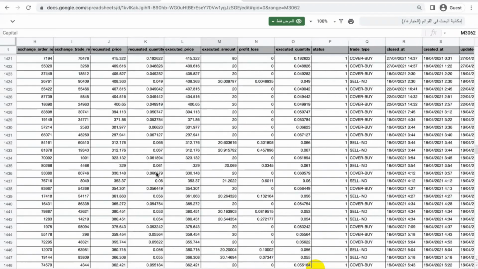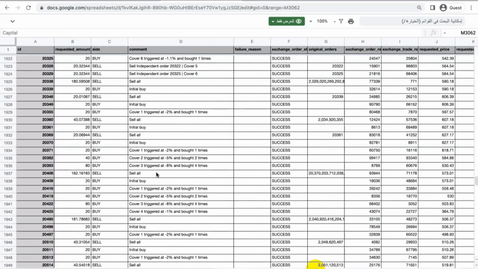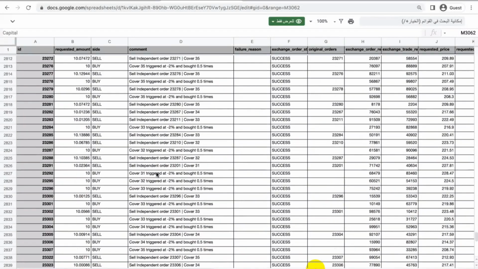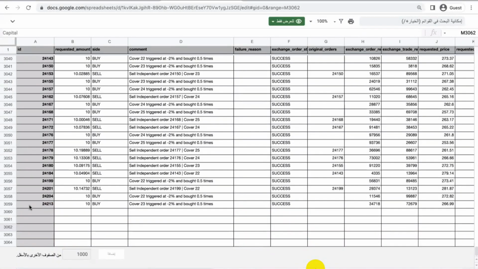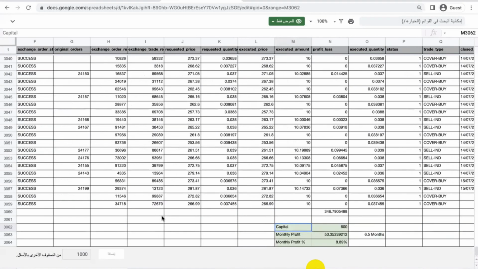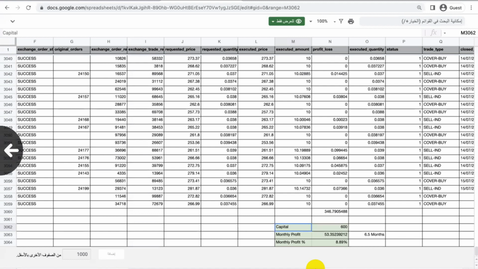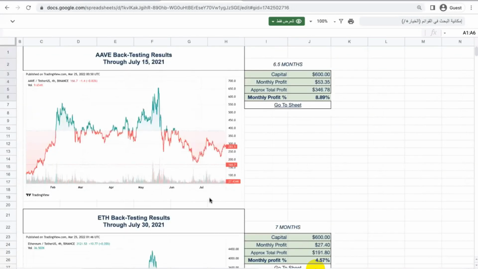Now let's look at how many buys and sells happened with Aave in this 6.5 month period. Every single thing here is a buy and sell. And we ended up with just over 3,059 buys and sells to take us to these numbers. Okay, keep that in mind because it's going to matter here in just a minute. Go back to our summary. There we go. All right, so that's Aave's results.